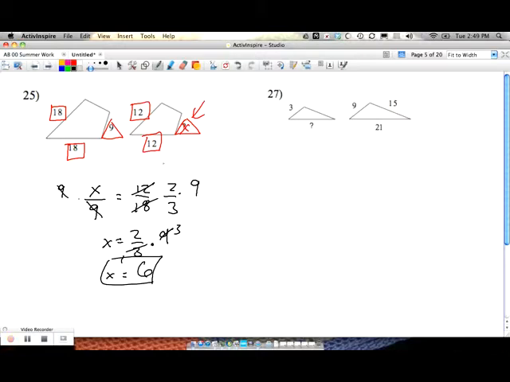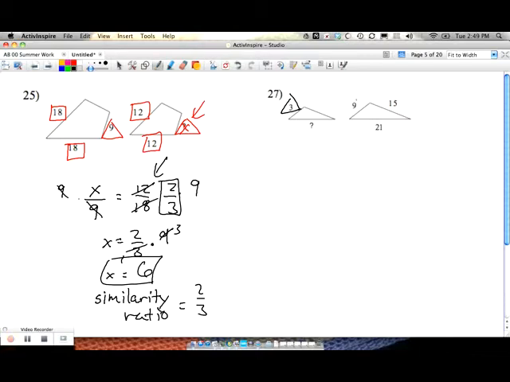But what's that ratio? What's that similarity ratio? Well, it's the ratio that we get when we simplify those compared numbers, which would have been 2/3. So the similarity ratio is 2/3. All right, let's jump over to this one.